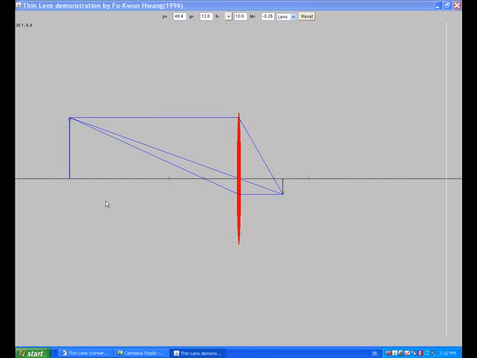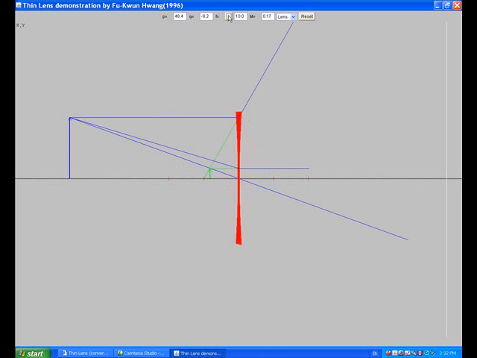Okay, welcome to this demonstration of lenses and mirrors. This applet represents both a lens. You can have a lens that converges, as we have here, or you can have a lens that diverges. All right, you just change the positive and negative. Positive means converging, negative means diverging. So we'll start with a converging lens.